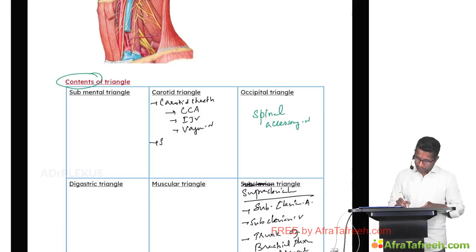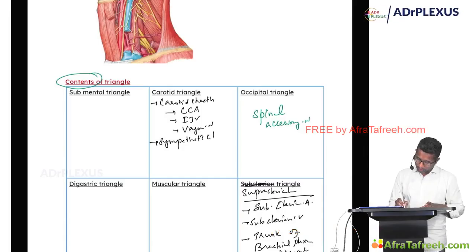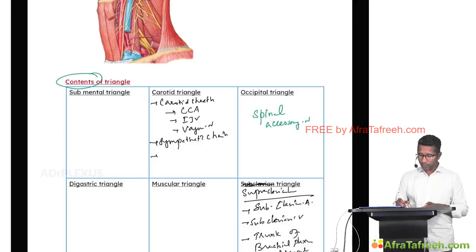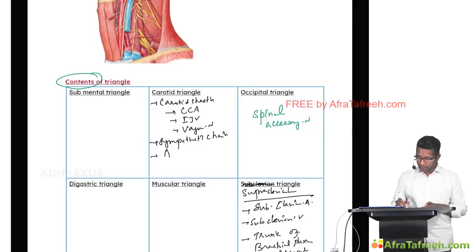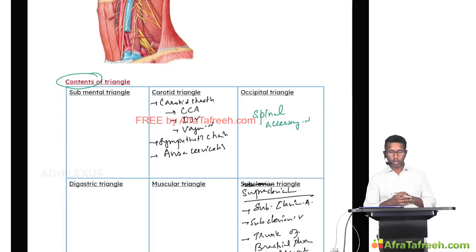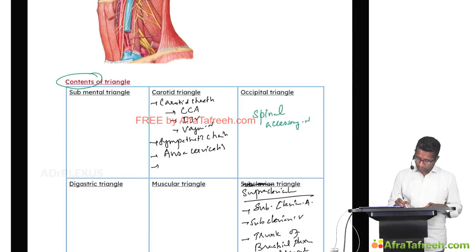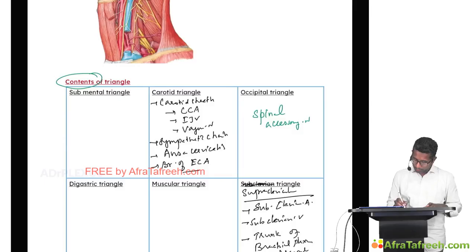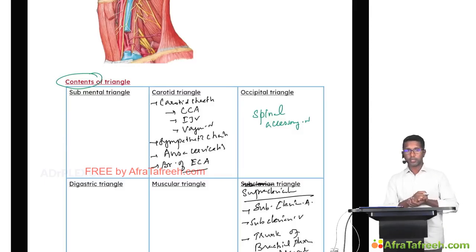You can also see the sympathetic chain running in the carotid triangle. You can also see the ansa cervicalis here. You can also see several branches of the common carotid artery. You can also see the branches of the external carotid artery running here. So branches of the external carotid artery also run in this triangle.